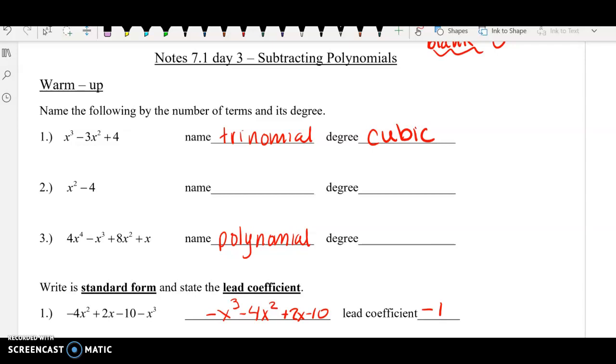Hey everyone, I just wanted to come on here to give a little bit of an explanation of today's notes rather than you guys watching a video of someone else. So today's notes are subtracting polynomials rather than adding them. But before I get into that, I just wanted to go over briefly this warm-up.